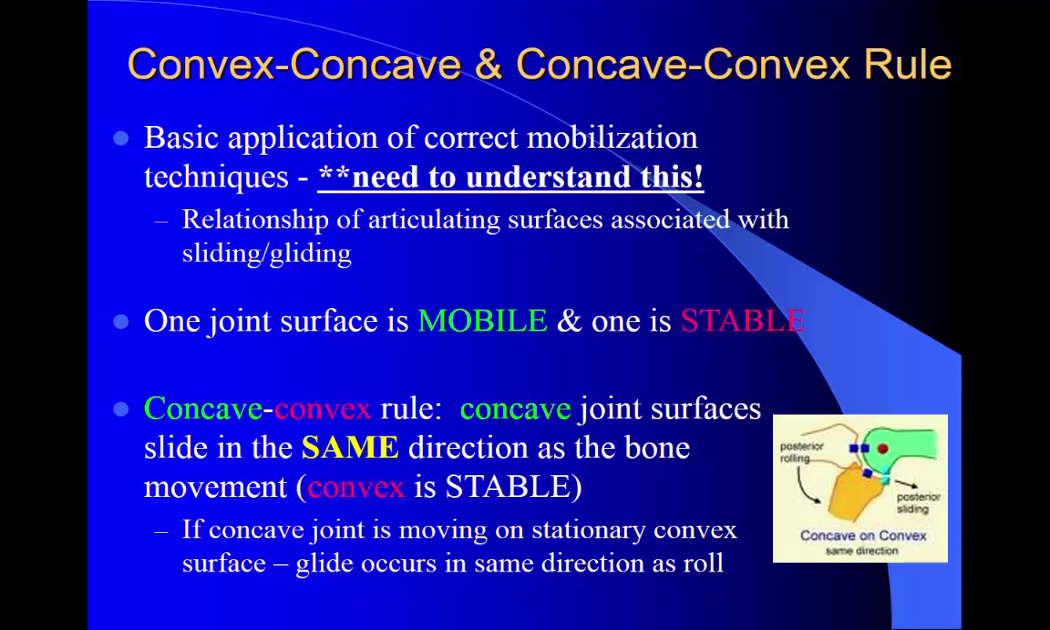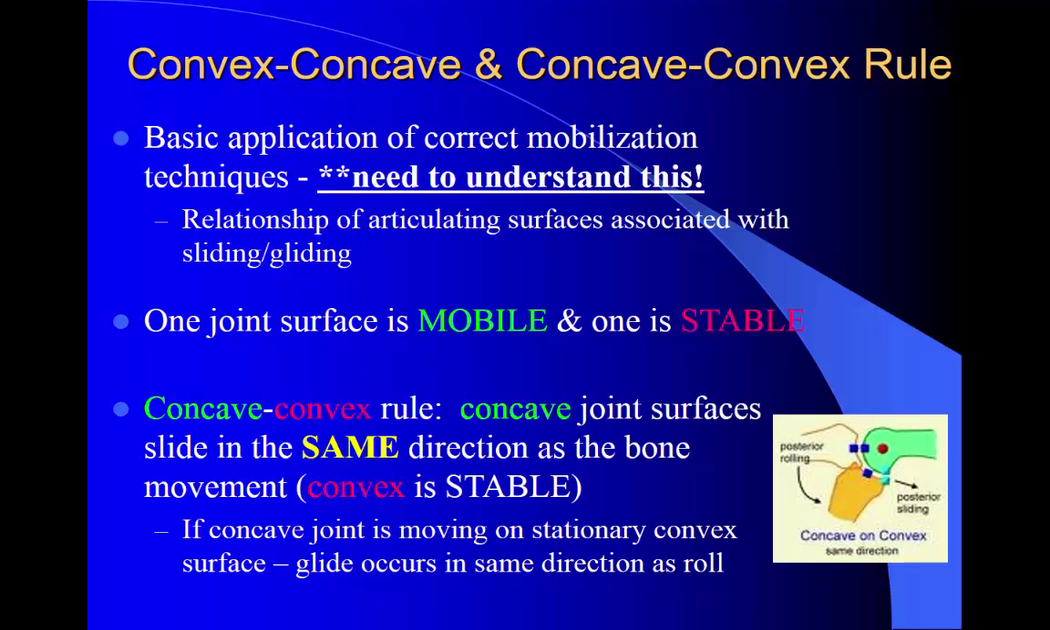In the concave-convex rule, the concave joint surfaces slide in the same direction as the bone movement with the convex joint surface that is stable. In other words, if the concave surface of the joint is moving on a stationary convex surface, then the glide occurs in the same direction as the roll. Due to this rule, the mobilization should be performed in the same direction as the desired movement.